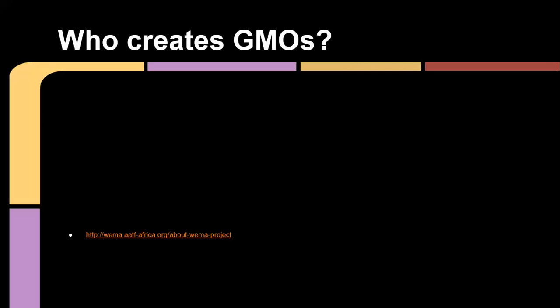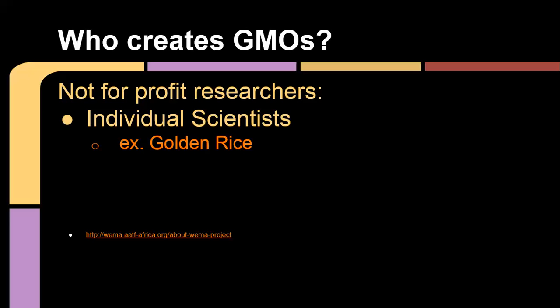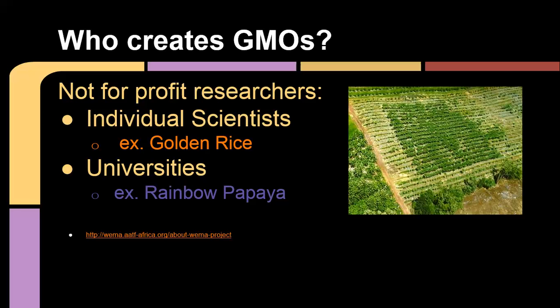Genetic engineering in agriculture is not exclusively done by private companies. Many public organizations and nonprofits are also developing the technology. Researchers that are not for profit include individual scientists, universities, government institutions, nonprofit organizations, and public-private partnerships. The golden rice that you will hear about later was a project started by individual scientists. Cornell University and the University of Hawaii teamed up to engineer a species of papaya, rainbow papaya, that can resist the dreaded papaya ringspot virus.